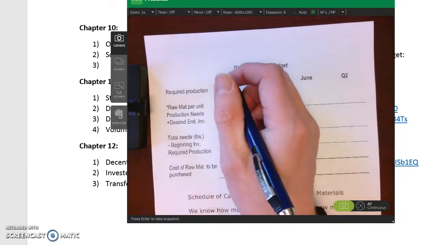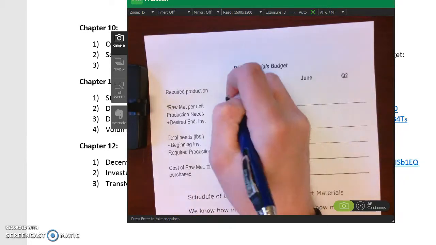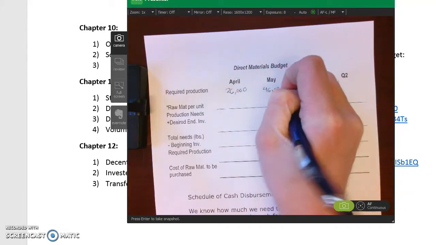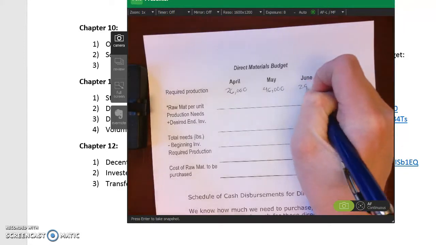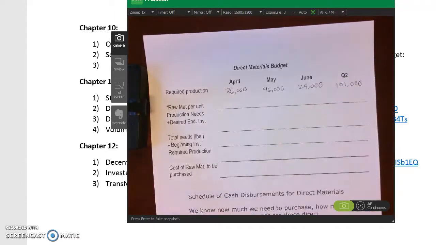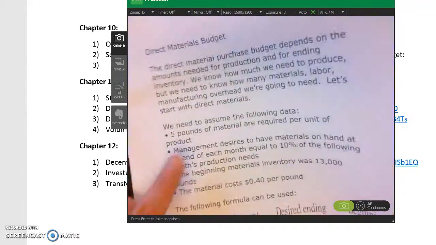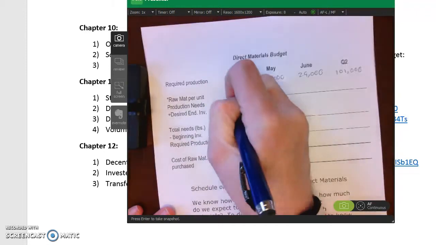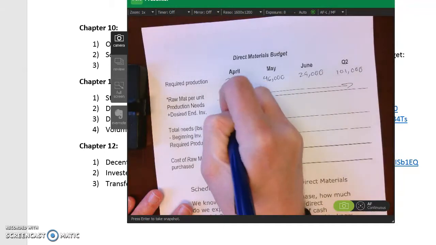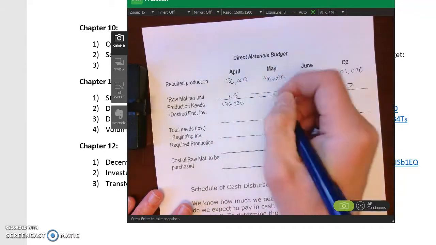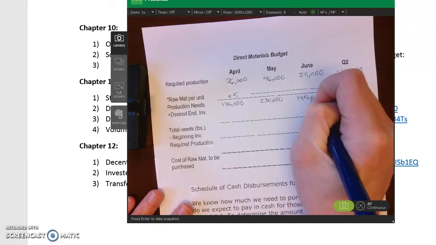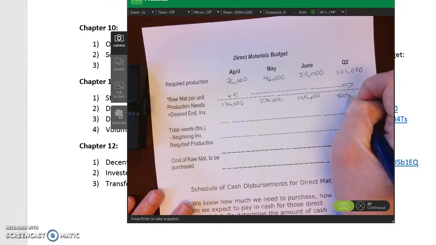So we say over here, 26,000 for April, and we have our 46,000 for May, and then we have our 29,000 for June, and then we have our total of 101,000 right over here. Our raw materials per unit requires 5 pounds of raw materials for each unit, so times 5 across the board. That gives us our production needs of 130,000, 230,000 right over here, 145,000 right there, and then 505,000 right there.